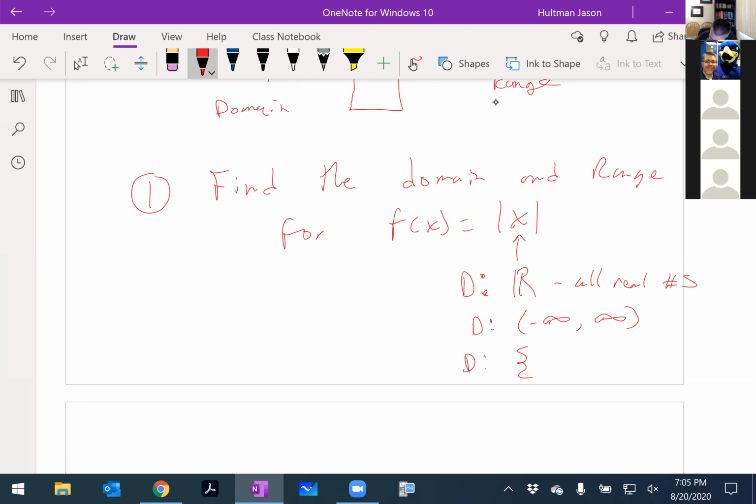So this says x such that, this little line means such that. It's all values of x such that x goes from negative infinity to positive infinity, and then we close our brace.